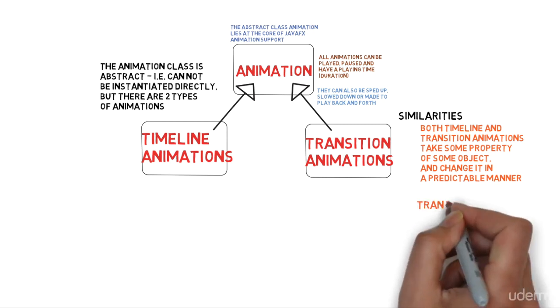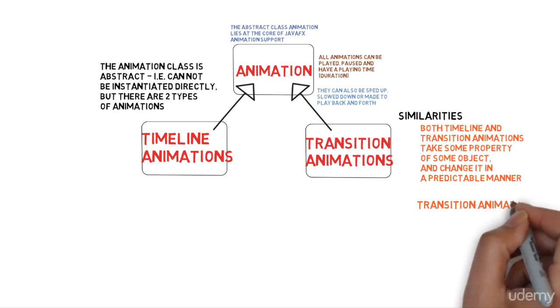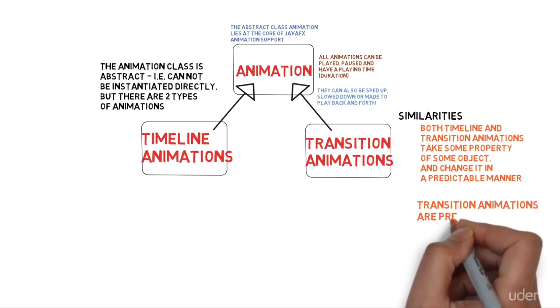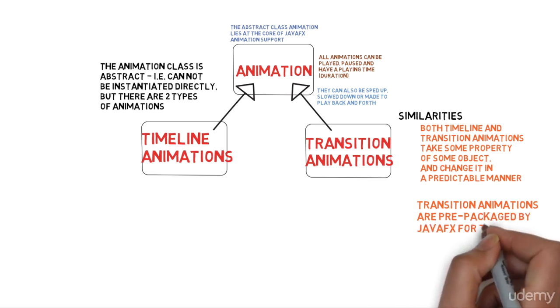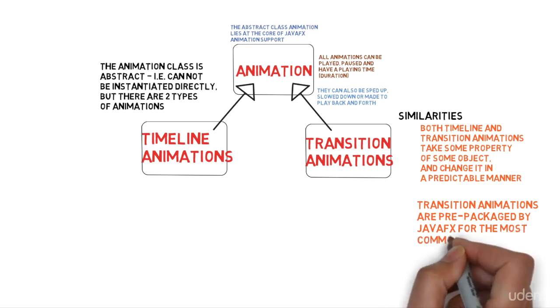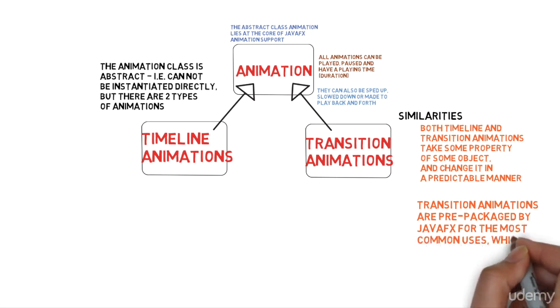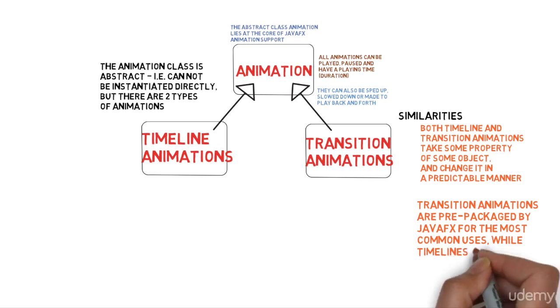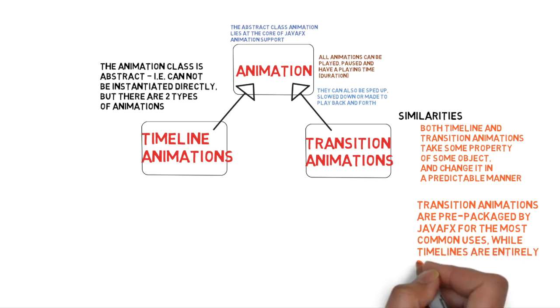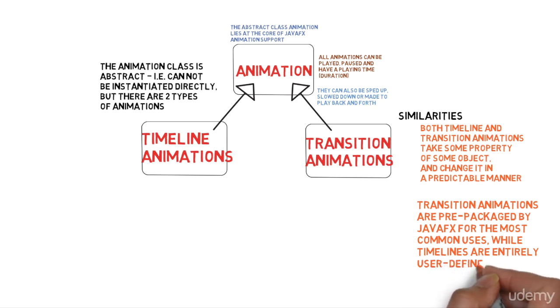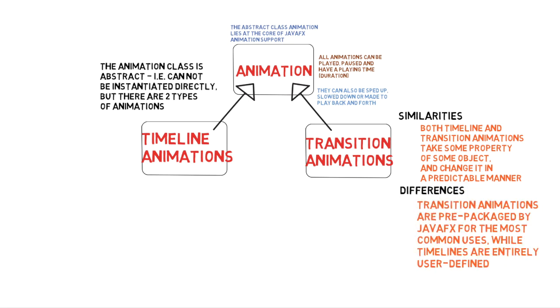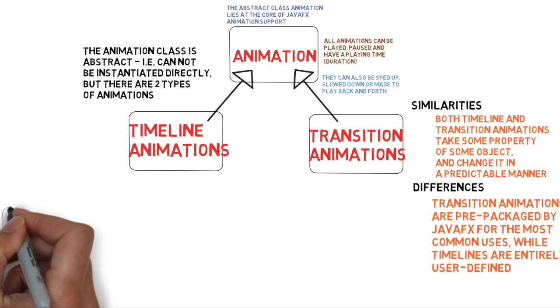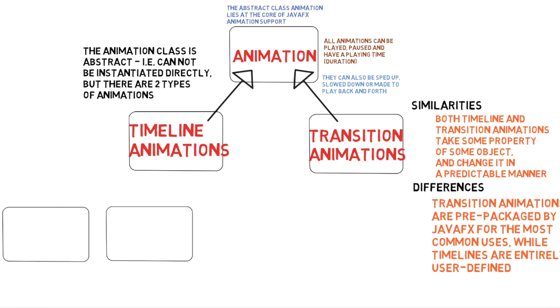Now, transition animations are those which are pre-packaged by JavaFX for the most common use cases. If you think about animations, there are some things you'll do more often than others. For example, fading something in or out, translating something from place A to place B. Common transitions, which are used the most often, are pre-packaged by JavaFX, and those are transition animations. Timeline animations are the ones you define. They're completely user-defined and are custom animations.